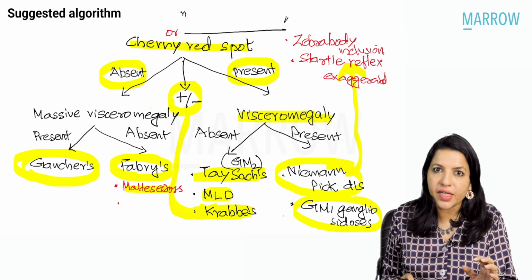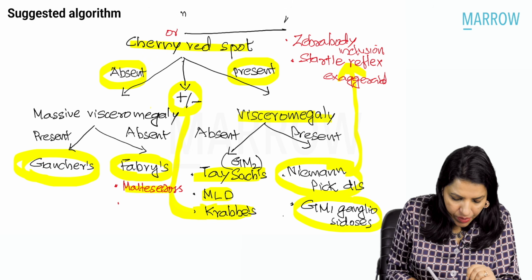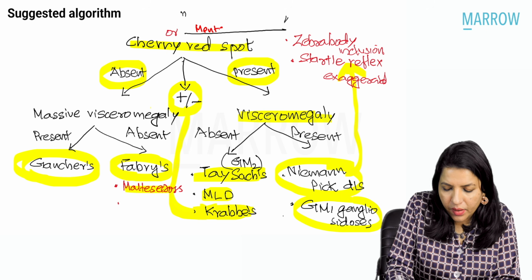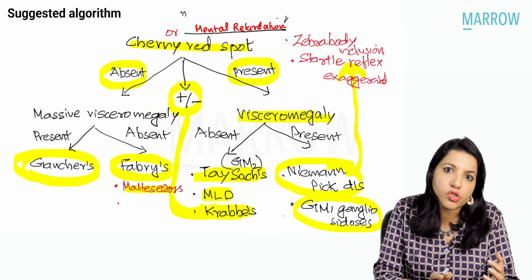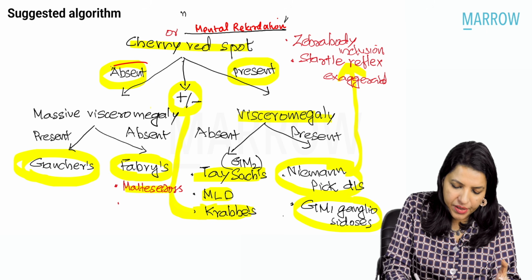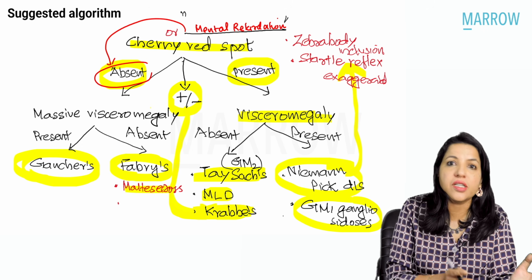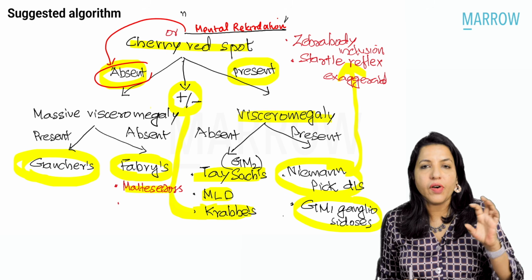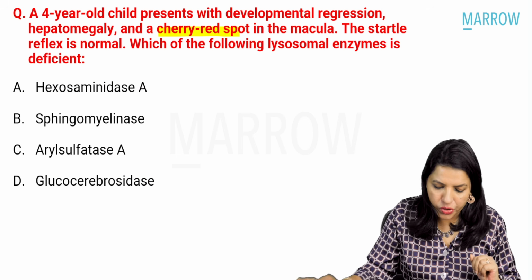Now in this case, as cherry red spot is given, I have started with cherry red spot. But there is one more option: you can also start with mental retardation. If there is mental retardation given here or not. If mental retardation is absent, then also it is going towards Gaucher's and Fabry's disease. So these are two ways whereby we can find out the various sphingolipidoses. Now we'll go to that question.